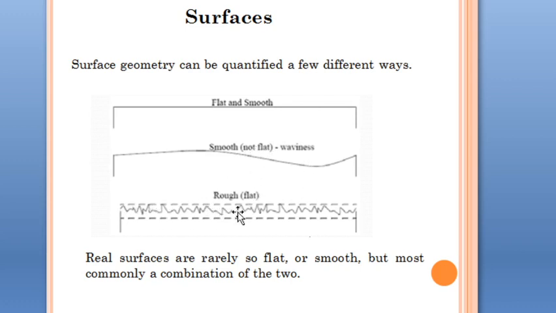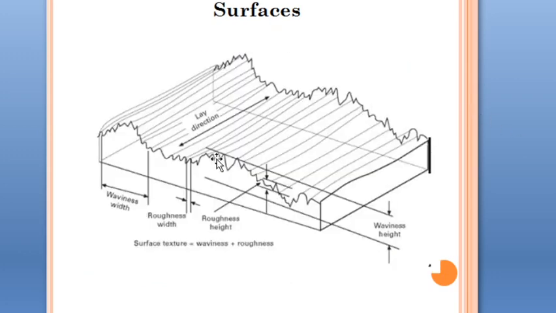Here the rough surface has a flat profile. The surface is not smooth, it has ups and downs, peaks and valleys, but it is a flat surface. Lay direction is the marking that occurs during the machining operation. For a surface machined horizontally, the tool markings run left to right, and for machining vertical surfaces, the tool markings are in the vertical direction. Lay direction indicates the tool marking during machining.